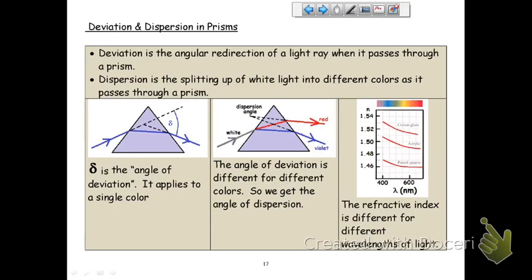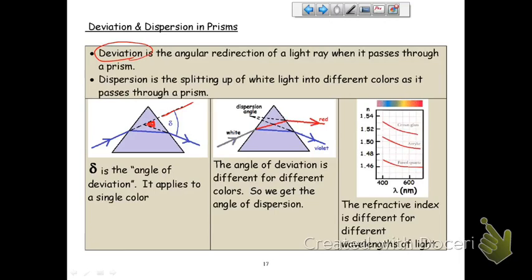We define the angle of deviation as being the angle between where the ray of light would have gone if the prism had not been there, and where the ray of light did go. So the interesting thing is the angle of deviation is that angle there, and it is not obvious, you know, it's inside the object. You can't just measure it.